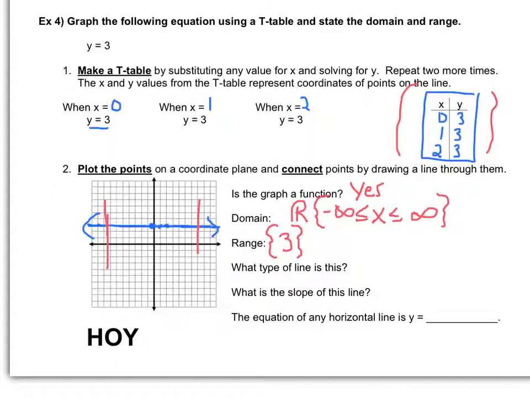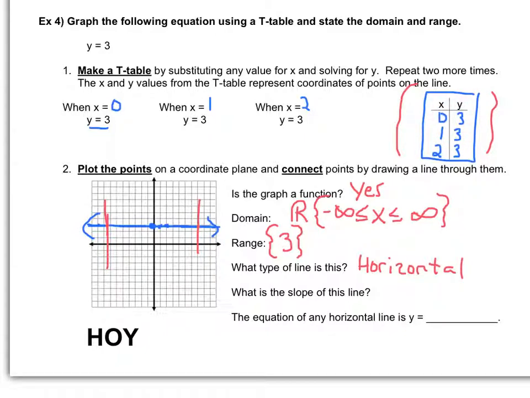Alright, so what type of line is this? This line is a horizontal line. And then it says, what is the slope? Well, remember, we can take y2 minus y1. So I can take one of these values here. Let's just take these 2 points.